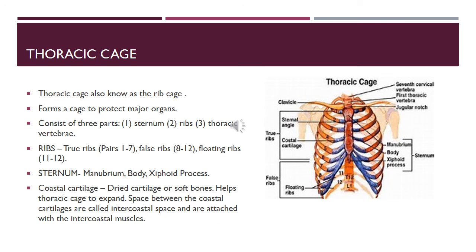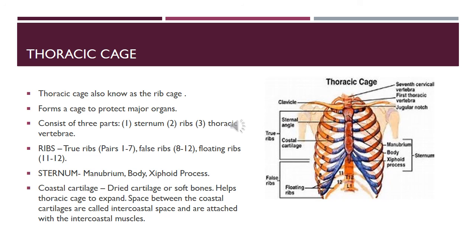The last part of the axial skeleton is the thoracic cage. Thoracic cage is also known as the rib cage. The main function of the thoracic cage is to protect major organs. It has 3 parts, the sternum, ribs and thoracic vertebrae. We have 12 pairs of ribs.